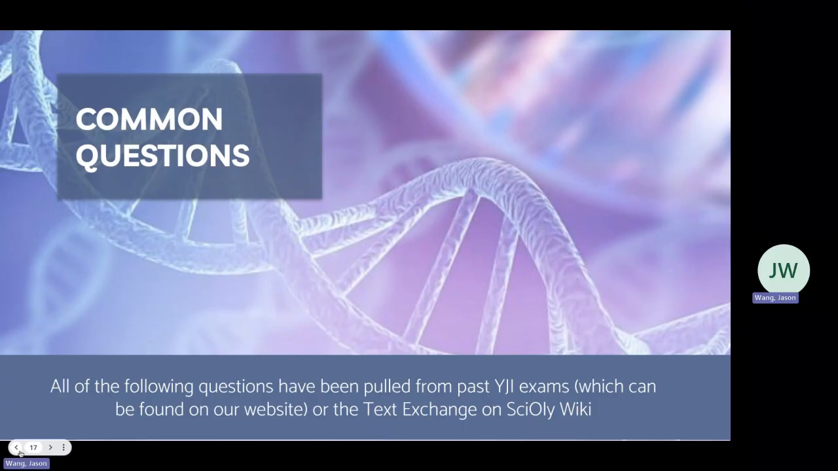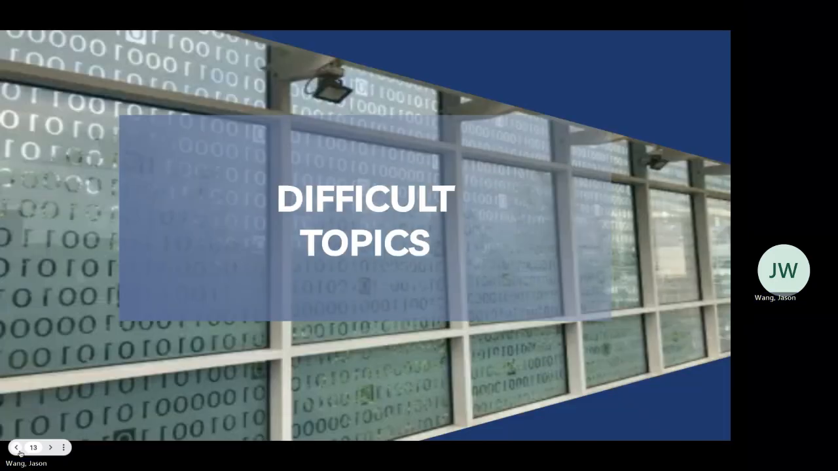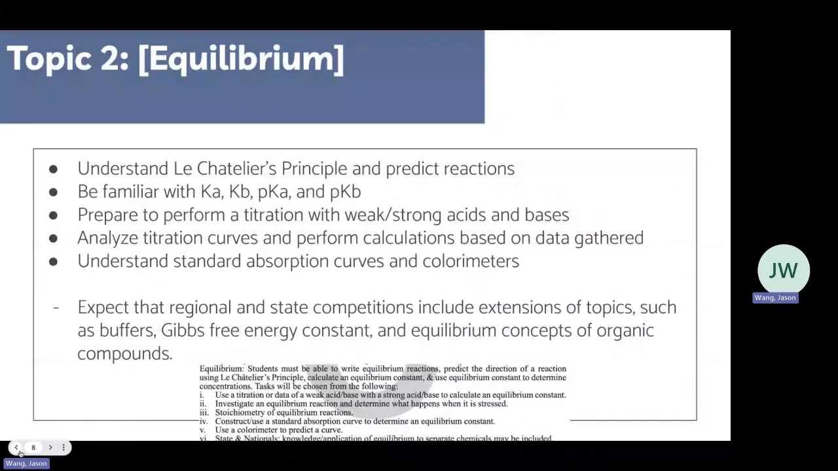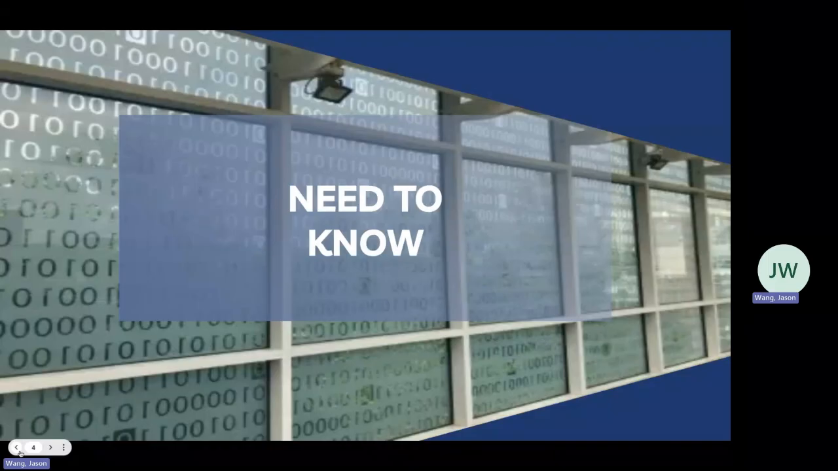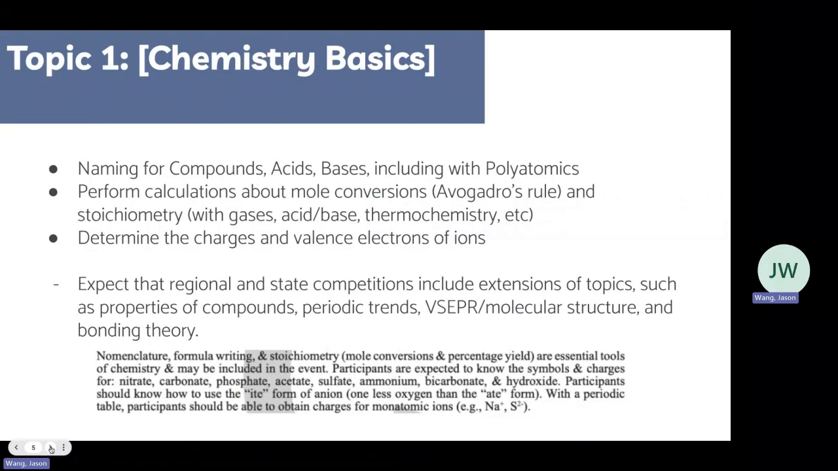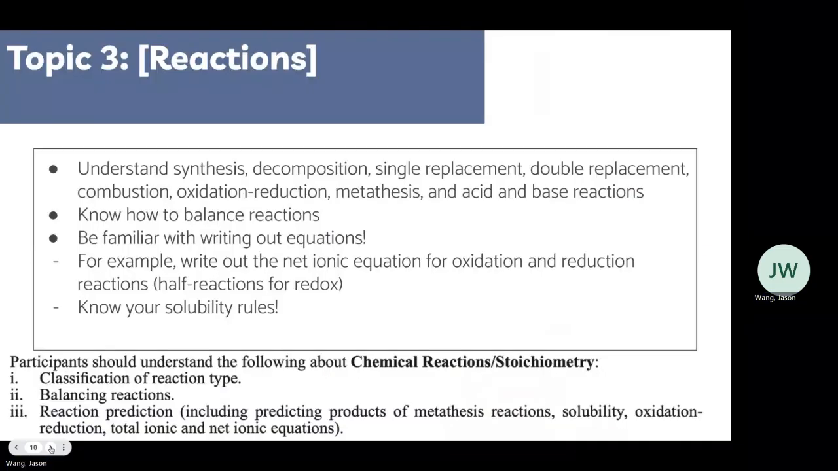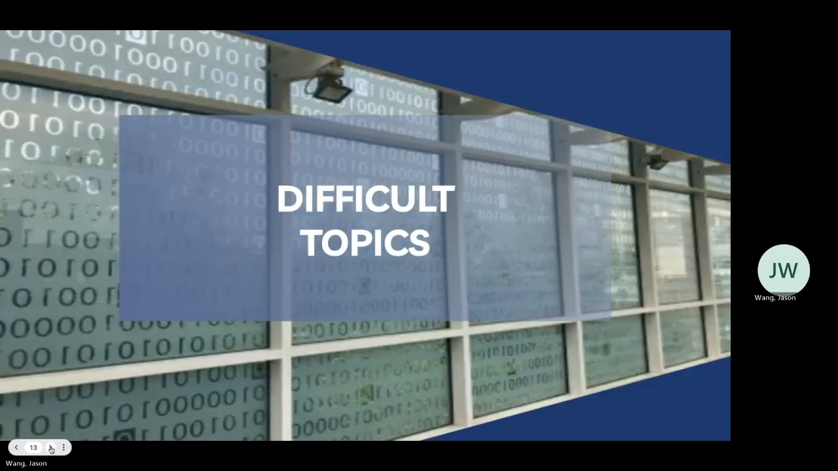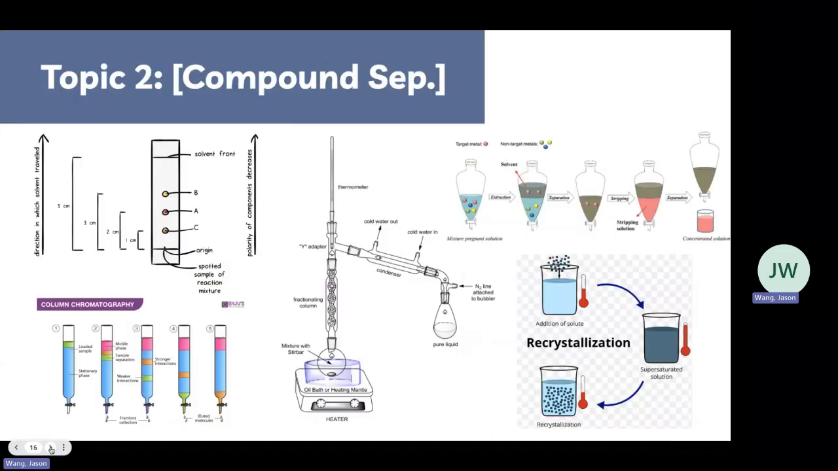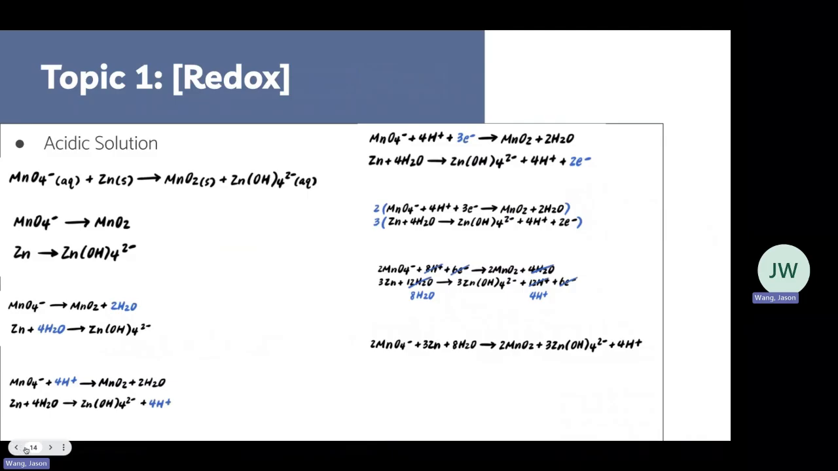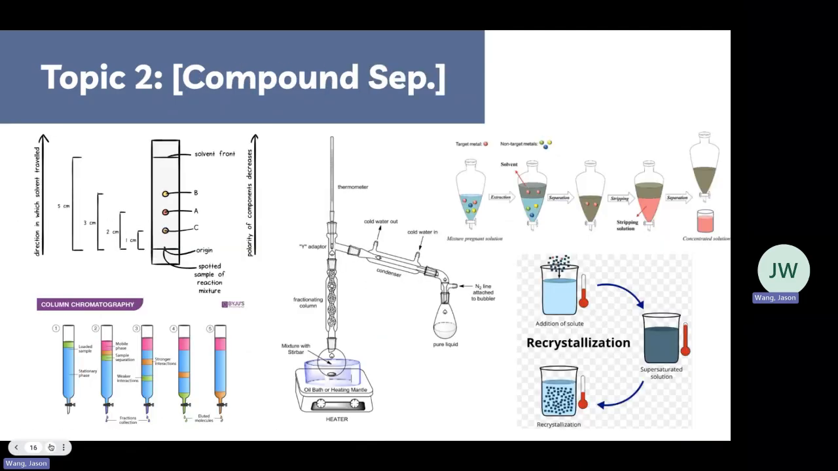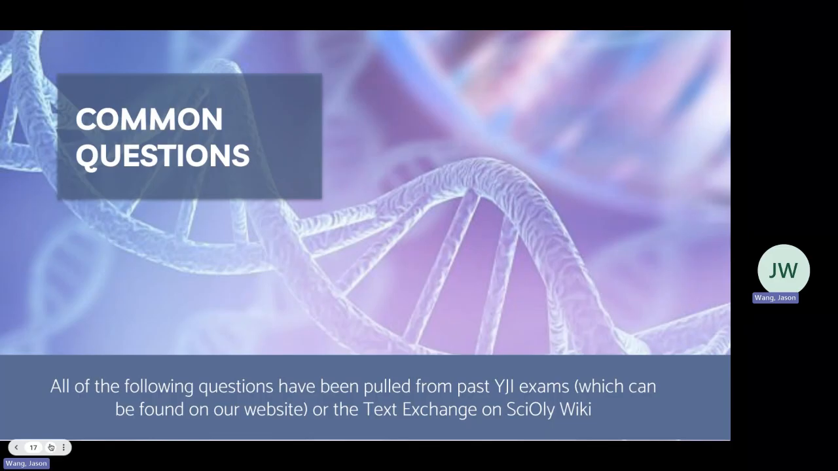All right. So far we've talked about common things to know, right? We've talked about what we need to know: chemistry basics. We've looked at equilibrium. We've looked at the types of reactions. And then we also took a look at some difficult topics, like redox and compound separation. So now let's look at some common questions.